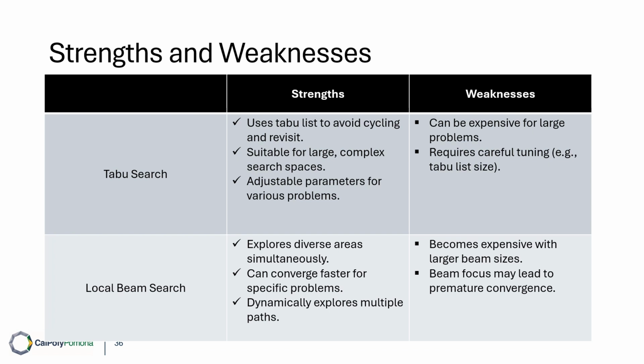Now let's take a closer look at the strengths and weaknesses of both tabu search and local beam search. Each of these algorithms has unique characteristics that make them suitable for different types of optimization problems. This table clearly lays out their respective advantages and limitations.